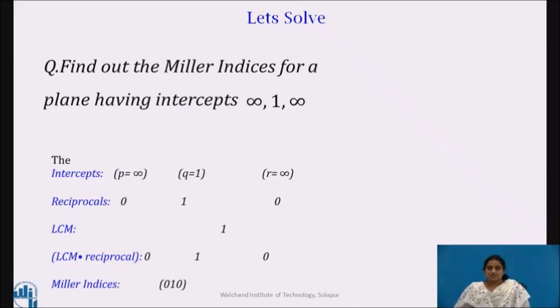Now students, please pause the video and try to calculate the Miller indices. Students, please check your answer. See the stepwise procedure and the answer is (0 1 0).